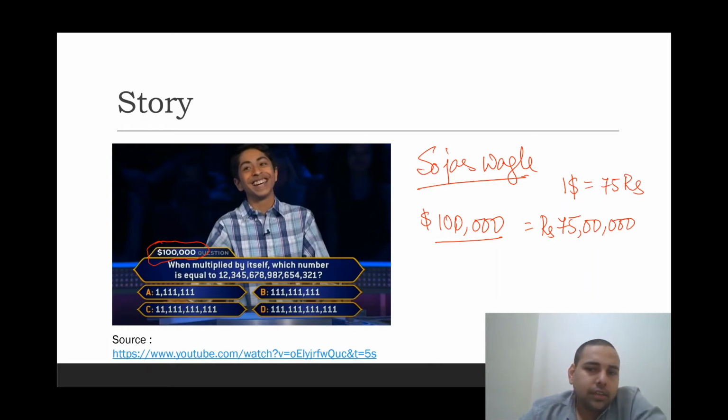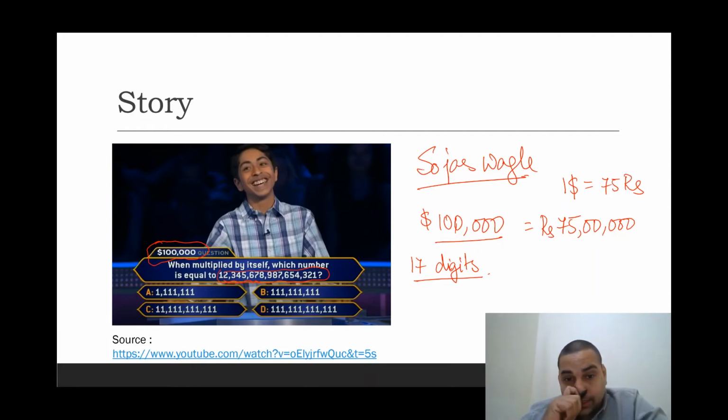And look at what the question is. He has been told to answer: when multiplied by itself, which number is equal to this humongous number? Do you see the size of this number? It has how many digits? 2, 5, 8, 11, 14. There are 17 digits in this number. And the question is, when multiplied by itself, which number is equal to this number? So effectively, the question is, what is the square root of this number?